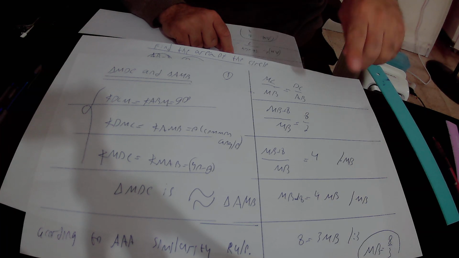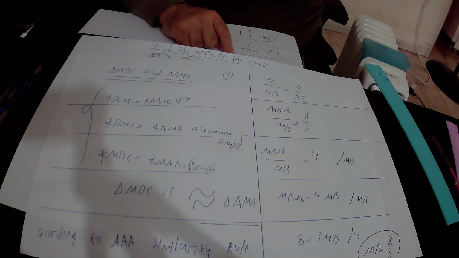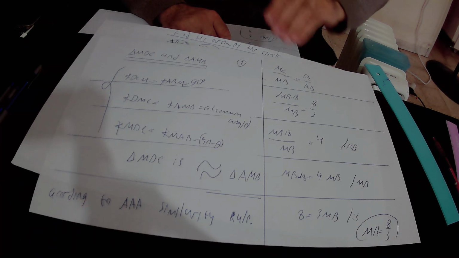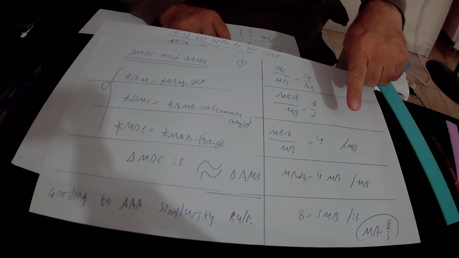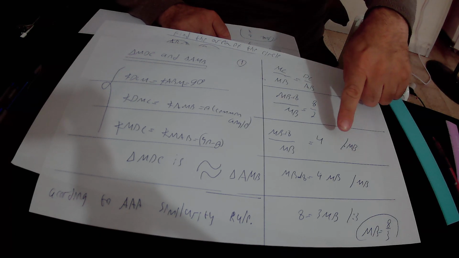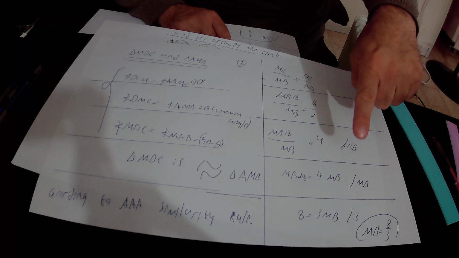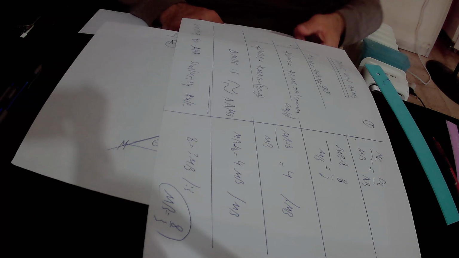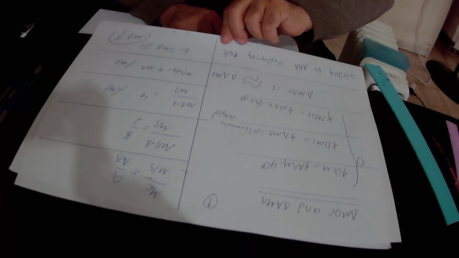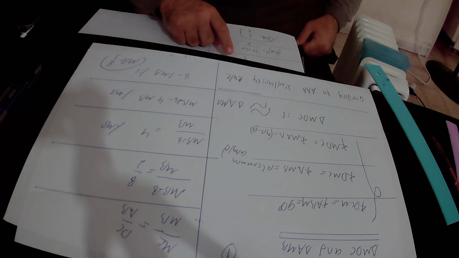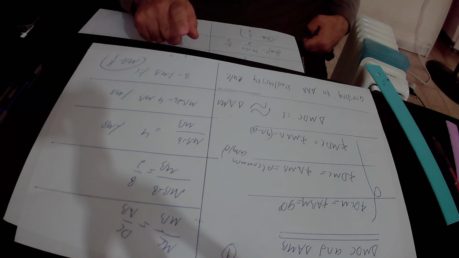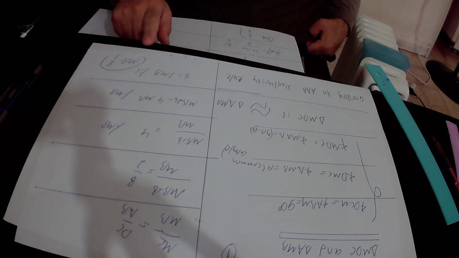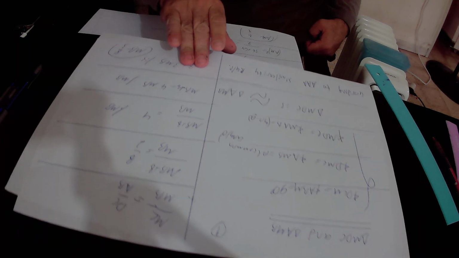Here we subtracted MB from this equation and found that 4 MB minus MB is 3 MB, so 3 MB equals 8. We divided this equation by 3 and finally found that MB equals 8 over 3 units.